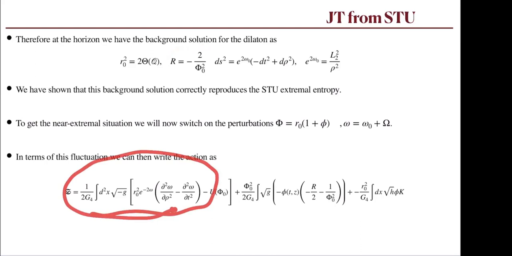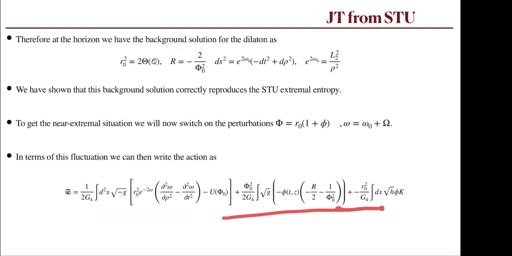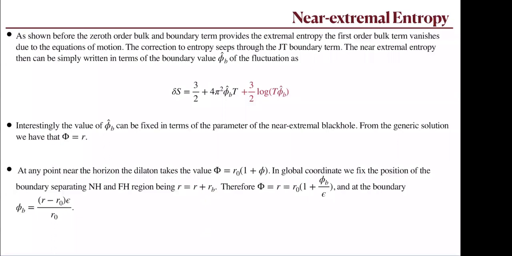Now we just have to calculate what happens with this part to get the near extremal entropy, which will be governed by phi, the fluctuations over phi naught, the background entropy. I'm not going through the calculations again: you get JT, go to the Schwarzian, go to the periodicity, and what you get is a change in the entropy linear in T, where phi b is essentially the value at the boundary of the AdS2.